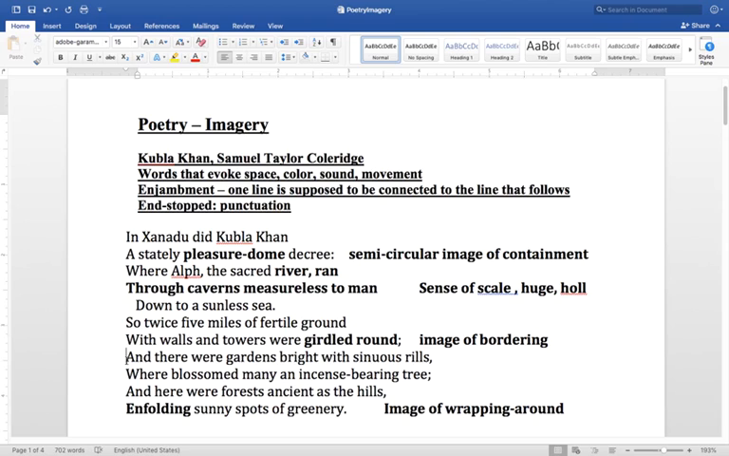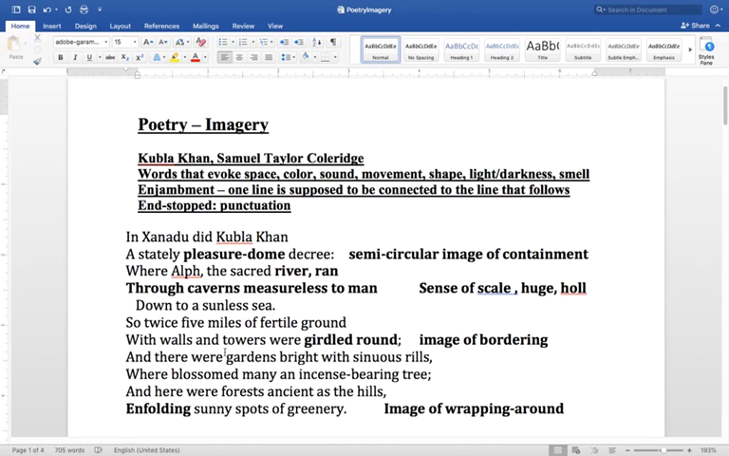And there were gardens bright with sinuous rills, where blossomed many an incense-bearing tree. Again, words that evoke images, words that evoke imagery, right? Bright with sinuous rills. Sinuous means something that is very, very curved, right? Curvature. So these words are all evoking a sense of shape. They're evoking a sense of color. They're evoking a sense of lightness and darkness, right? These are all evocative words. And incense-bearing gives us a sense even of smell, right? We can even smell this Xanadu.